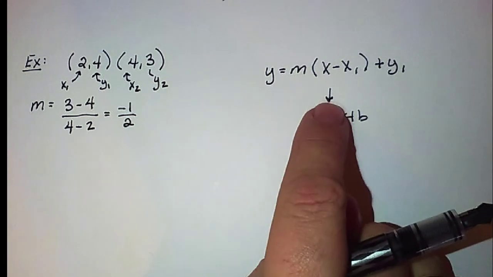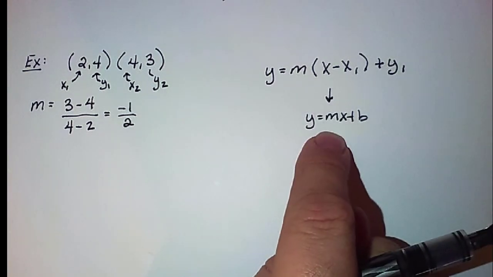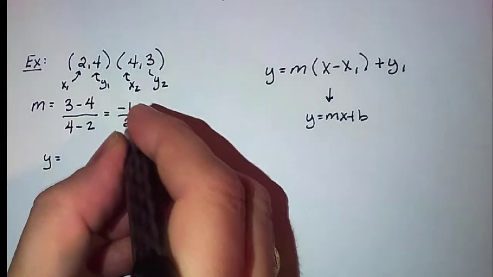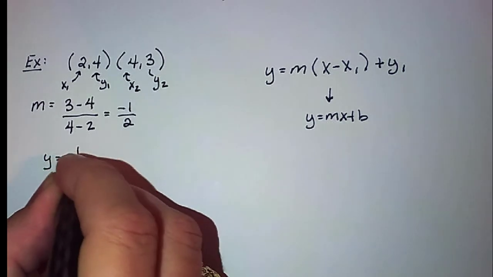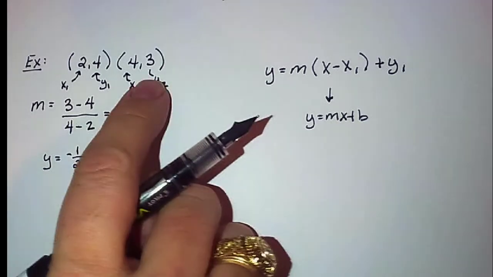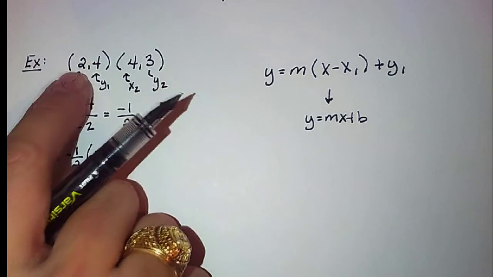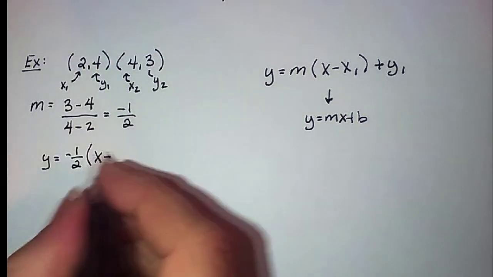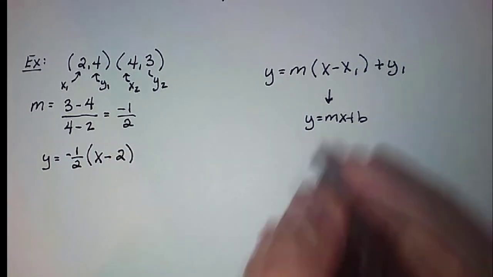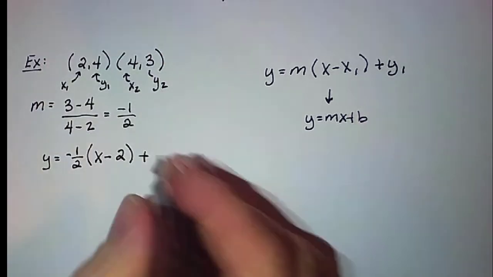Well, now I can use my formula to be able to plug in and find my y equals mx plus b. So this is y equals, my slope is negative 1/2, times x minus. Now, at this point, I can pick either x1 that I want. It doesn't really matter. Since we've already got this one labeled x1, we'll go ahead and use it. So x minus x1 plus my y1. Well, if I picked x1 here, then I need to pick this for y1, so plus 4.